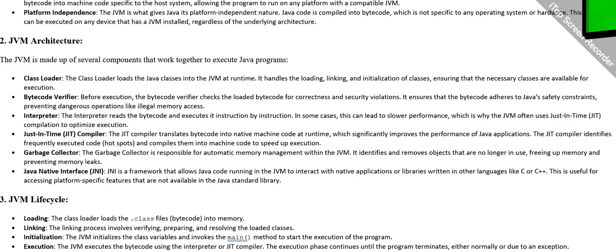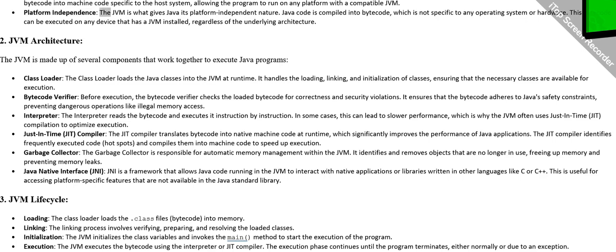1. Role of the JVM. Execution of Java programs. The primary role of the JVM is to execute Java bytecode, which is the intermediate code generated by the Java compiler from the source code. The JVM translates this bytecode into machine code specific to the host system, allowing the program to run on any platform with a compatible JVM.